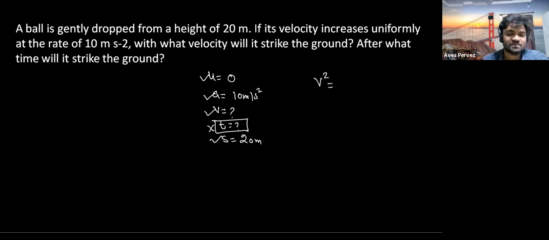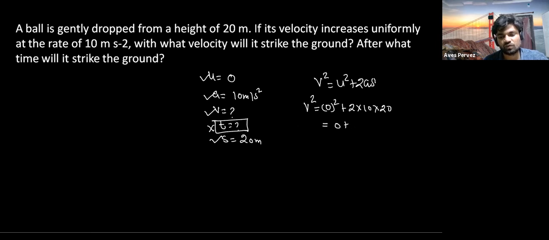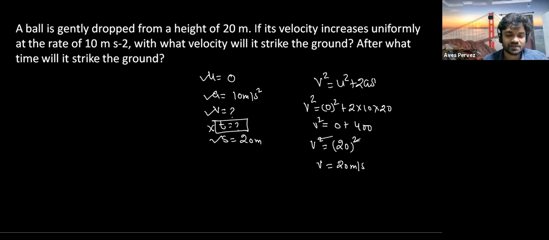We know that v squared = u squared + 2as does not have time. So we can easily solve this using this formula. v squared is equal to u squared, 0 squared, plus 2 into a, which is 10, into s, which is 20. That is 0 plus 400, so 400 equals v squared. 400 is the square of 20, so v equals 20 meters per second. When the ball touches the ground, its striking velocity will be 20 meters per second.